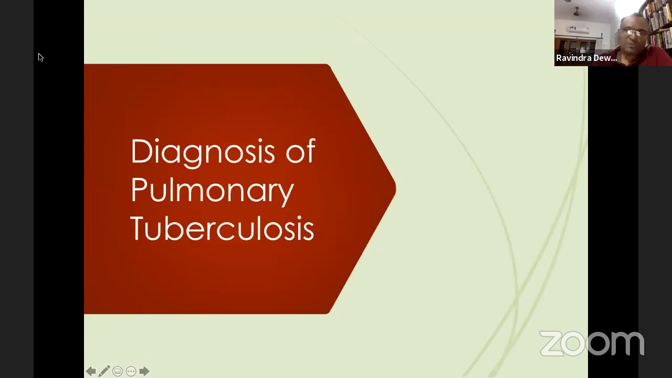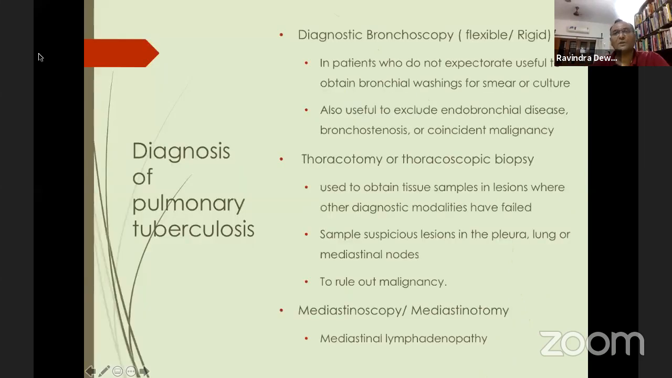So for the diagnosis of pulmonary tuberculosis, where do we require surgical intervention? It can be done by flexible or rigid bronchoscopy, especially in patients who do not expectorate a sufficient amount of sputum, to obtain bronchial washings for sputum smear examination. It is also useful to exclude endobronchial disease, bronchostenosis, or coincident malignancy. Generally, bronchoscopy is not required, but in some cases you may require it.